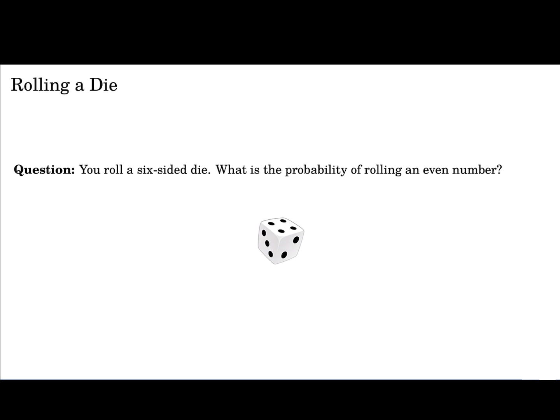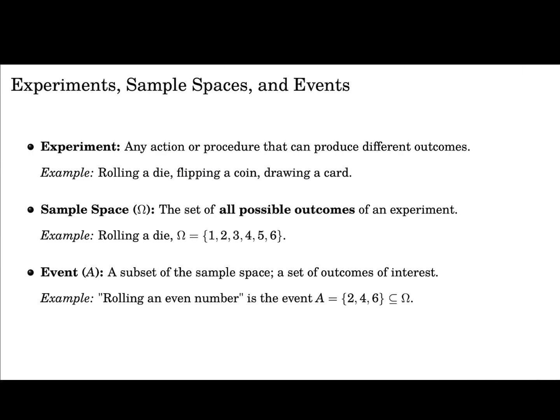We need to describe what an experiment is, what all the possible outcomes are, and which are the outcomes we care about. So this example will lead us to some basic vocabulary of probability. An experiment is any action that can produce different outcomes. For example, rolling a die is an example of an experiment. Flipping a coin, drawing a card from a deck, these are all experiments.